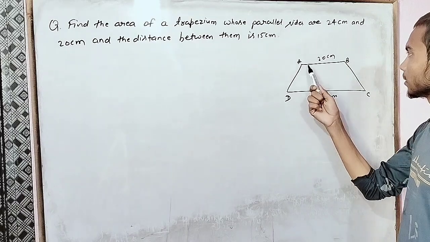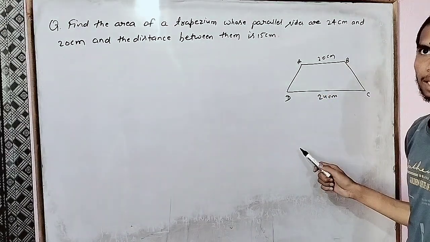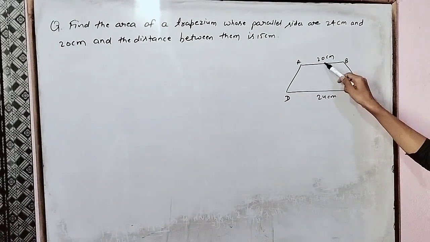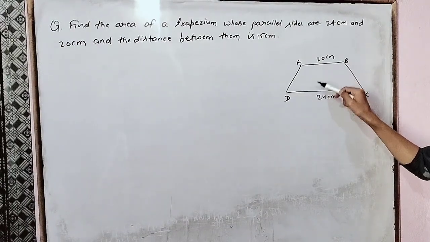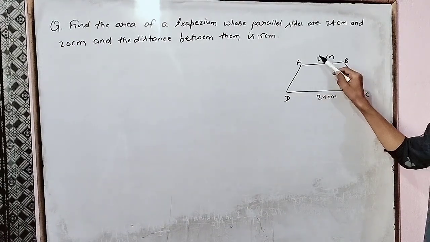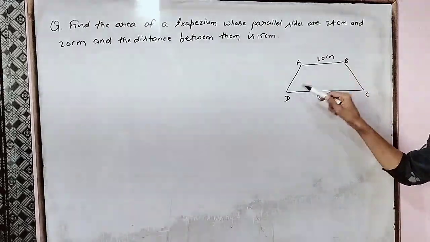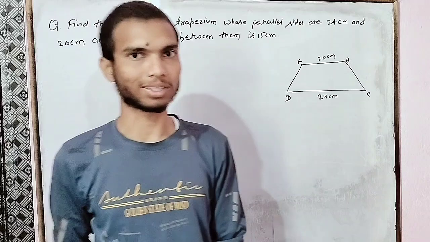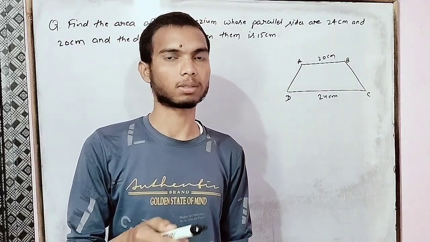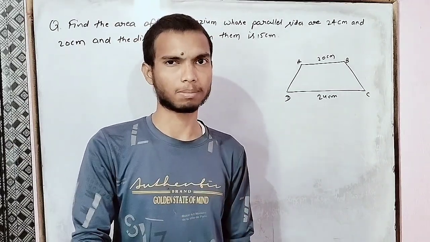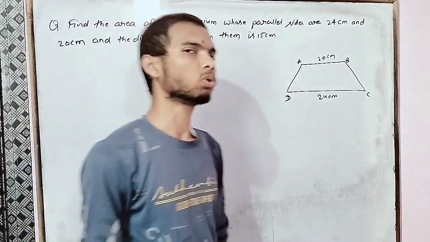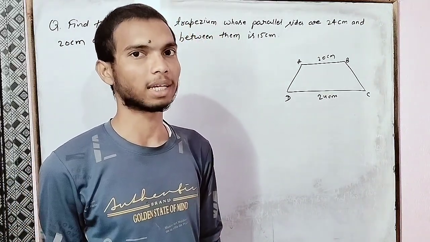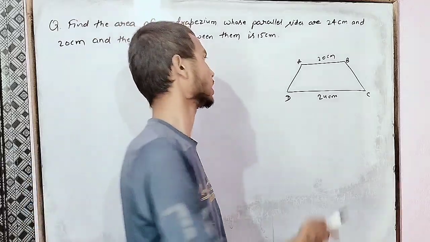But here, can you tell me where the parallel lines of this trapezium shape are? Of course, this is a parallel line. This is parallel to this line, and this is parallel to this line. Because parallel lines don't intersect each other. That's why they are named parallel lines. Now, if these are parallel lines, then the other two are not parallel lines.